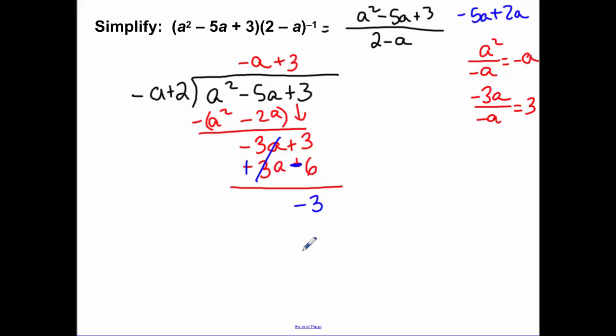Now I know that I'm done because the exponent on my variable here, which is technically 0, is 1 less than my exponent up here. So I know I'm done. Now your answer is going to be this, negative a plus 3 plus your remainder over negative a plus 2.